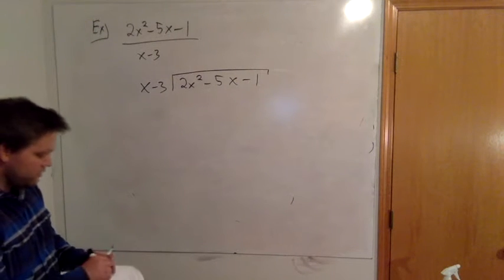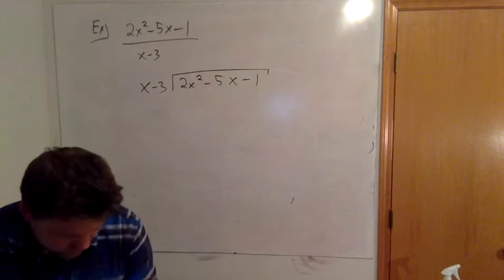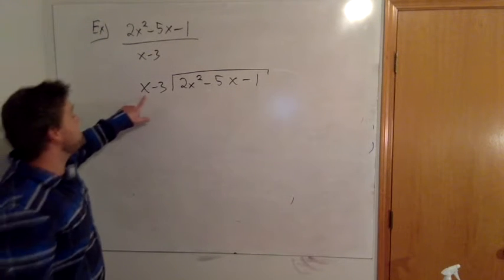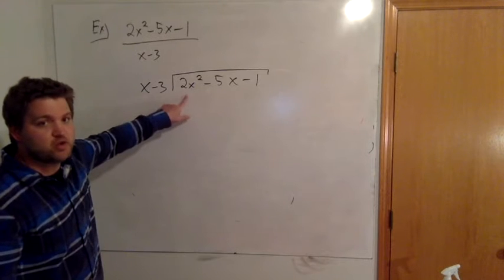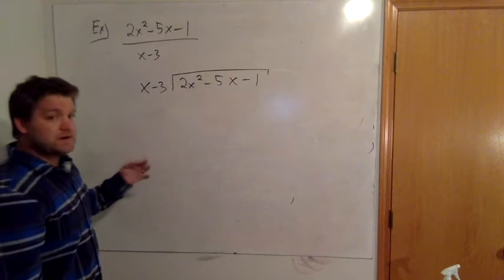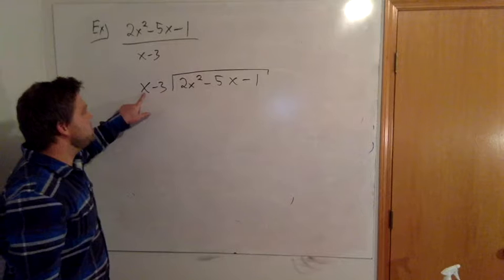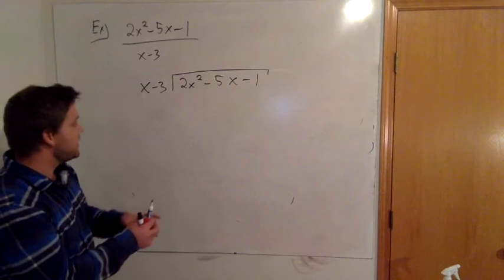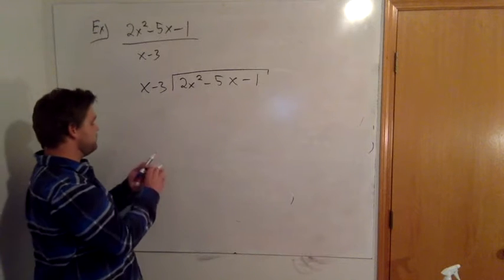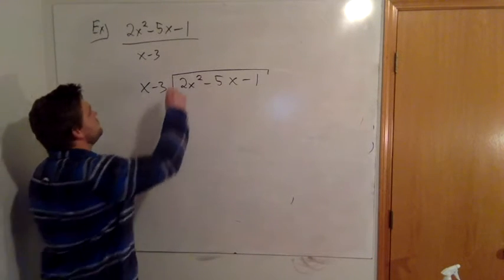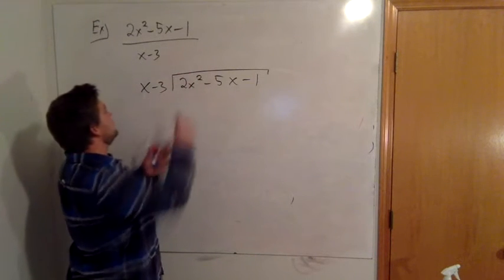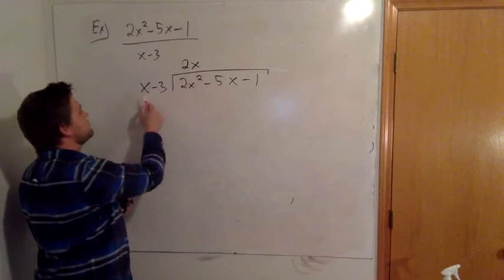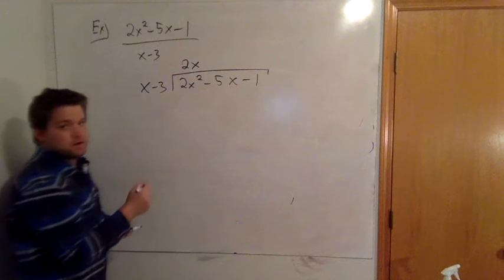So this is how the algorithm goes. We look at this x, and we ask ourselves, how many times does x go into 2x squared? Or another way to think about that is, what do I need to multiply x by to get 2x squared? I hope you believe that'll be a 2x. So 2x times x gives me 2x squared.